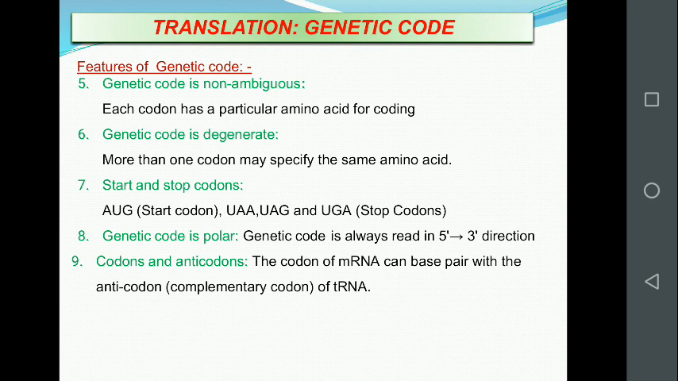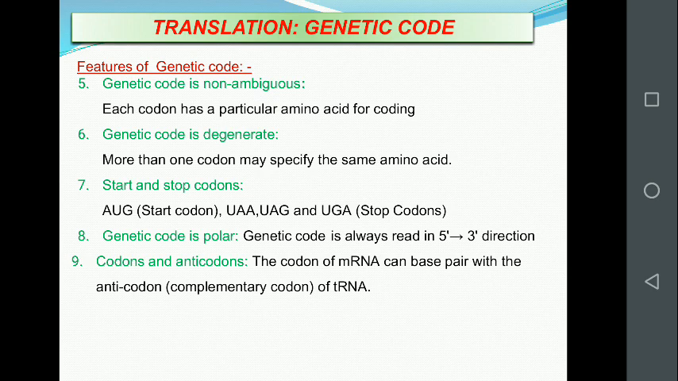So there is no confusion at all. One codon does not code for one amino acid in one organism and another amino acid in another organism. That kind of ambiguity is not there. A specific codon always codes for its own specific amino acid, so there is no ambiguity at all. That is the fifth point.